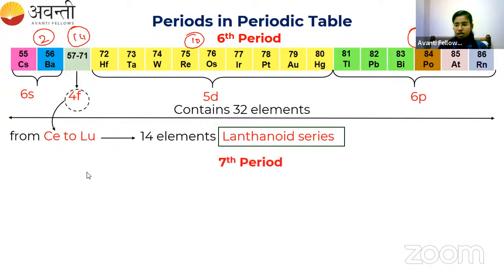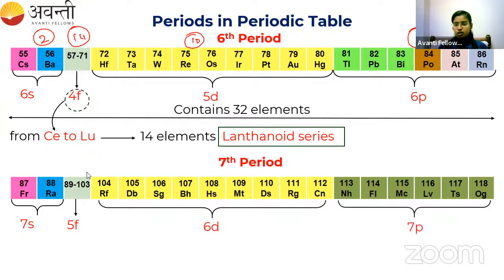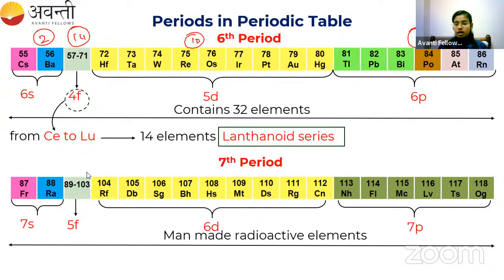Then coming to seventh period, again I have these many elements. The first two is the filling of 7s orbital. Then from 89 to 103, it is the filling of 5f orbital. Then from 104 to 112 is the filling of 6d orbital. Then from 113 to 118 is the filling of 7p orbital. So here in the seventh period, many elements are man-made radioactive elements. They are not present in nature.